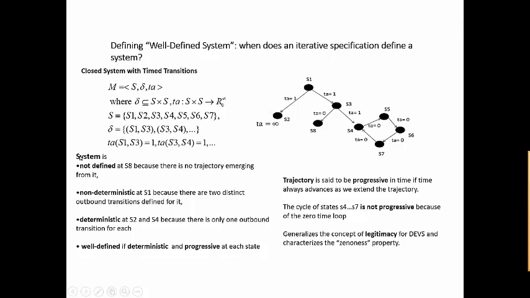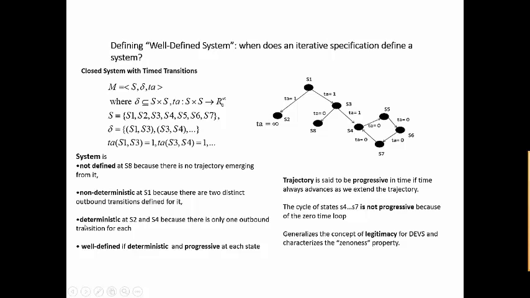So let's see. The system may not be defined at some state, say S8, because there's no trajectory emerging from it. So here's S8. And when we get there, we're stuck because there's no satisfaction of the requirements there for inputs to match outputs and so on. The system is non-deterministic at S1 because there are two distinct outbound transitions defined for it. And it's deterministic at S2 and S4 because at S2 there is an outbound transition which takes infinite time, and that's okay. That means we stay there. We go to S2, back to S2, and S4 because there's only one outbound transition for it.